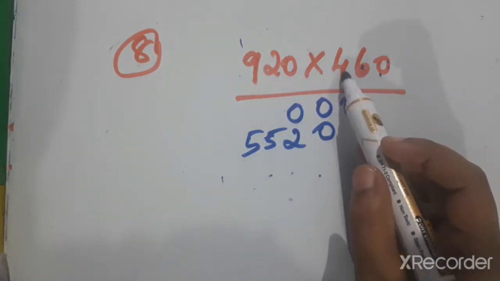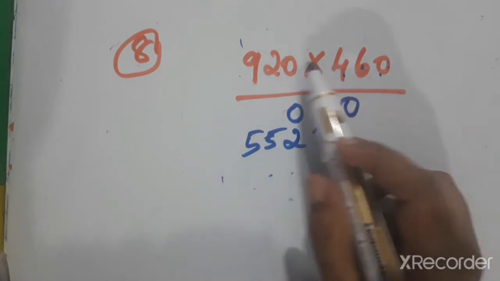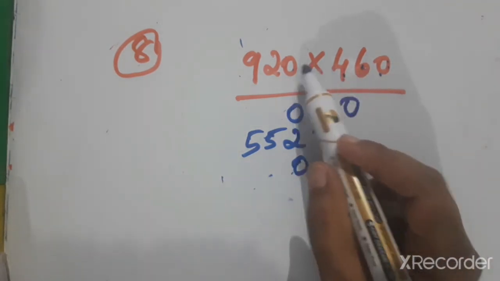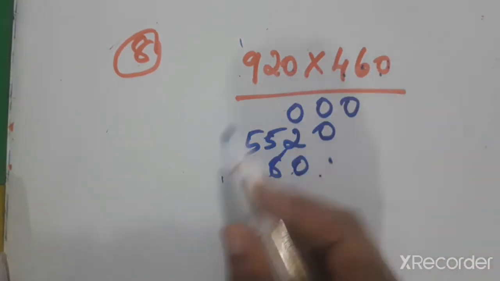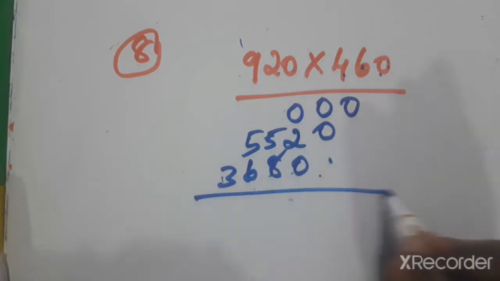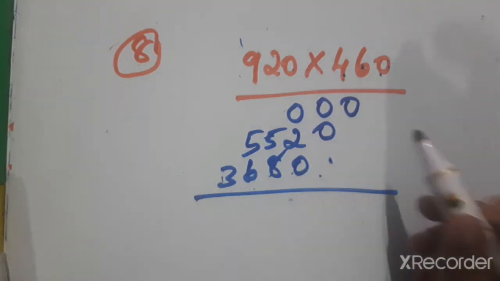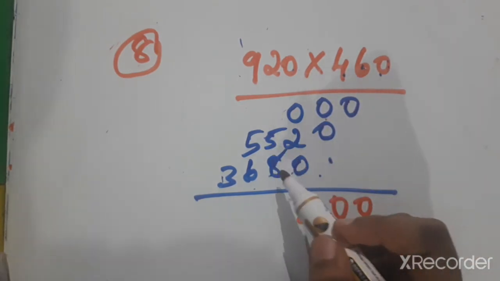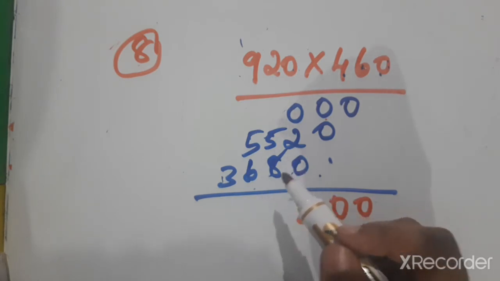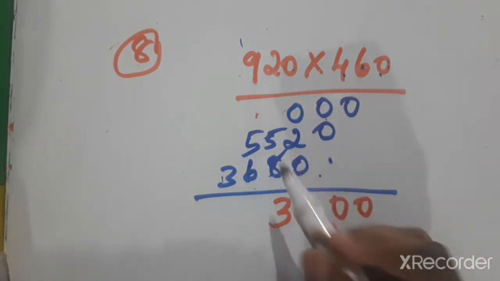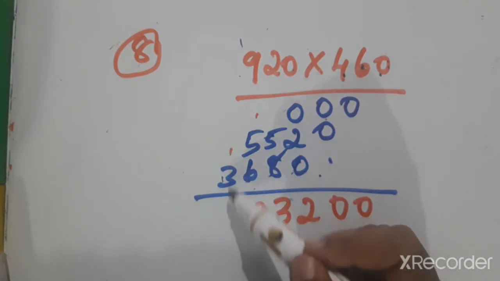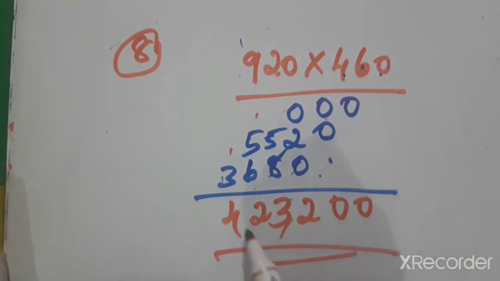Now next line, with 4 we have to multiply each number. So 4 into 0 is 0. Leave one space and write next line. Next number, 4 zeros are 0. 4 twos are 8. 4 nines are 36. Now add the total. 0, 0 plus 0 is 0, 0 plus 2 is 2, 5 plus 8 is 13. 13 means 3 here, 1 carry out to next place. 1 plus 5 is 6, 6 plus 6 is 12, so 2, 1 carry out to next place. 3 plus 1 is 4. Total is 4,23,200.